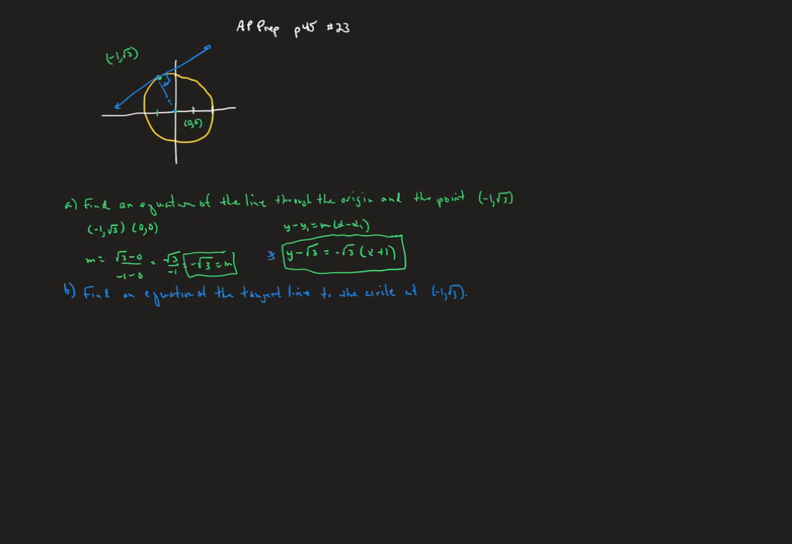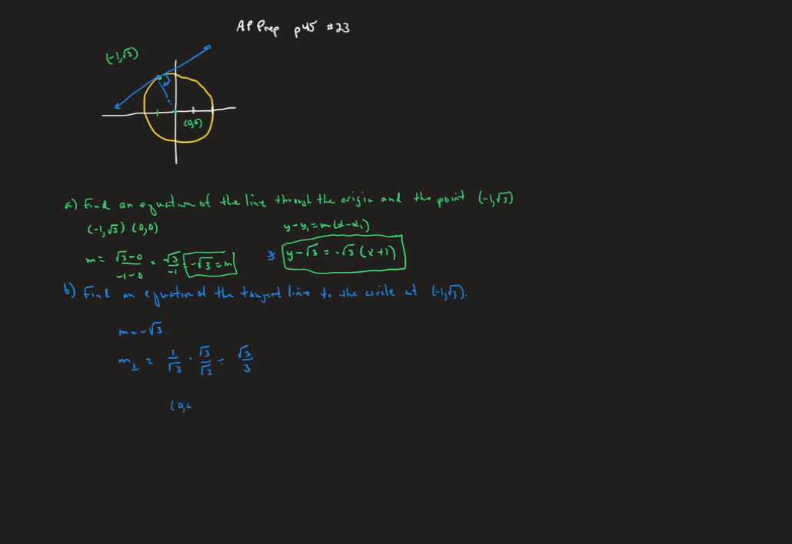The slope of the line we just found was negative √3. So the slope of a line perpendicular to that is going to be the negative reciprocal, which is going to be 1 over √3. We should probably rationalize that to get the radical out of the denominator by multiplying top and bottom by √3. Then we can pick either of the 2 points, (-1, √3) or (0, 0).